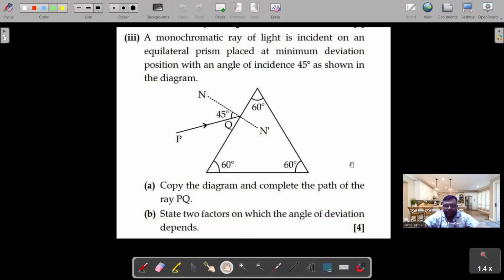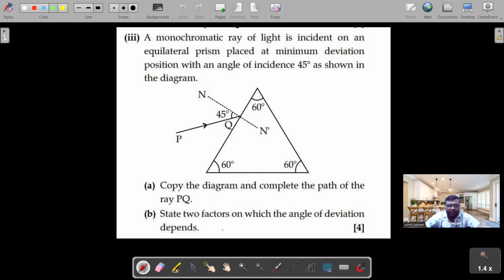So, hello, dear students. Today we will solve another problem. This problem is basically from optics, and this problem is from class 10th ICSE board 2024 board problem. So, now the problem is like this.